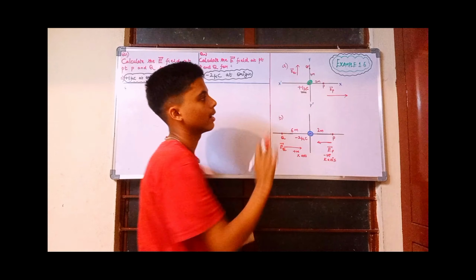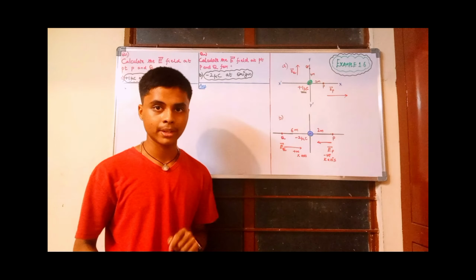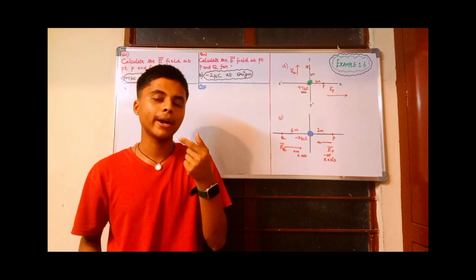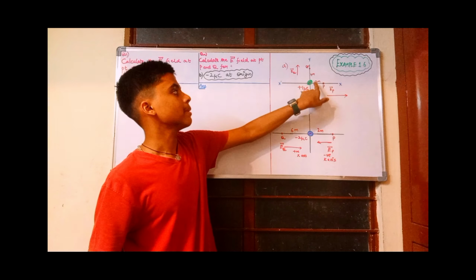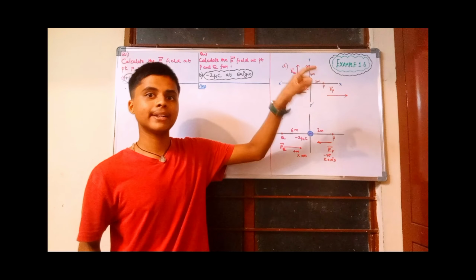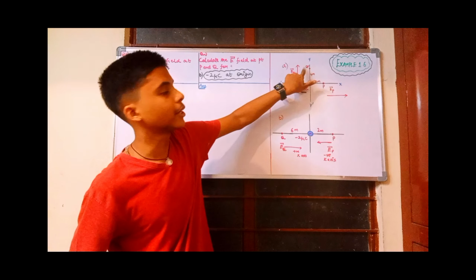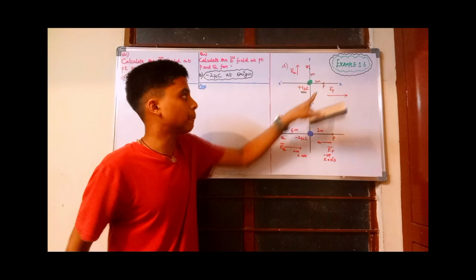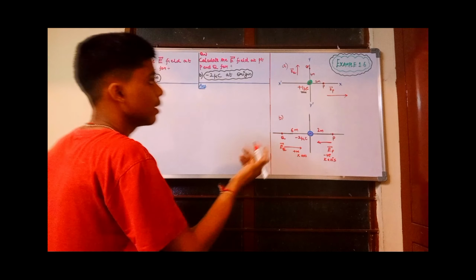In the first graph, the source charge is positive and it is kept at the origin. From the origin, that is from the source charge, at a distance of 2 meters, we have a point P. And from the source charge, at a distance of 4 meters, we have a point Q. Now we need to find the electric field at point P as well as at point Q. I'm going to use this formula.